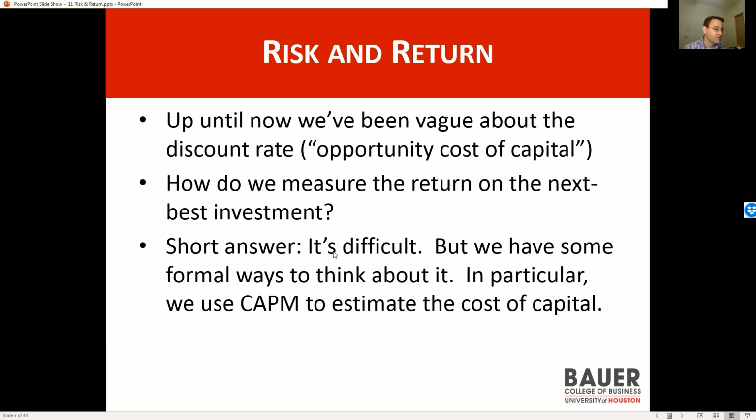The short answer is there's not one clean way to estimate the opportunity cost of capital for every company. There's an entire, basically half of finance academics are thinking about this and writing papers about how to do this better. But we have a workhorse model. We have the CAPM. That's the starting point everyone uses. It gives us a lot of bang for the buck. So that's where we're going to go today. And that's all we're going to use in this class. We'll use the CAPM to estimate the opportunity cost of capital.